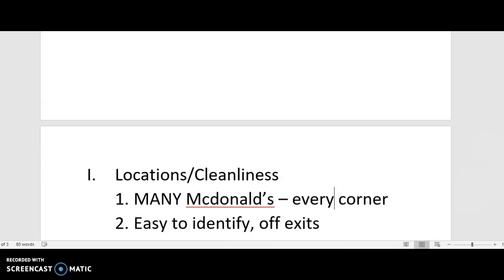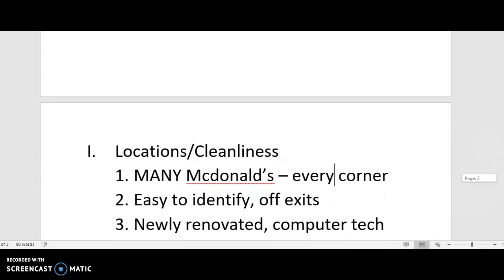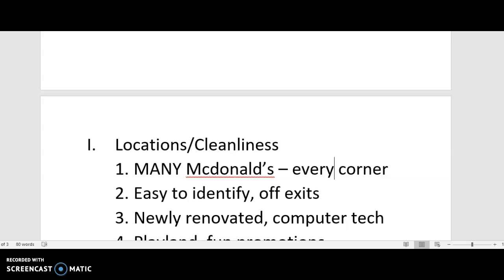And so if you're trying to win over your opponent, you would want to point these things out. You would say something like, yep, McDonald's, they're on every corner. They're easy to identify. A third point might be that just in recent years, McDonald's has made it part of their business plan to renovate. So a lot of the McDonald's are newly renovated.